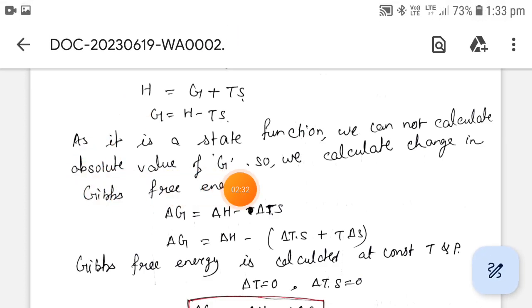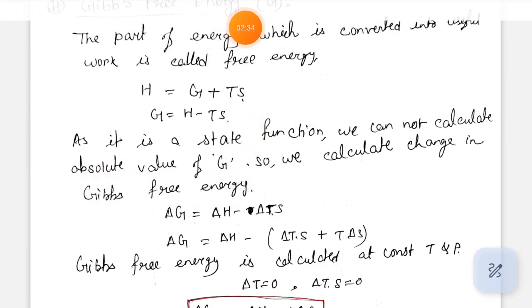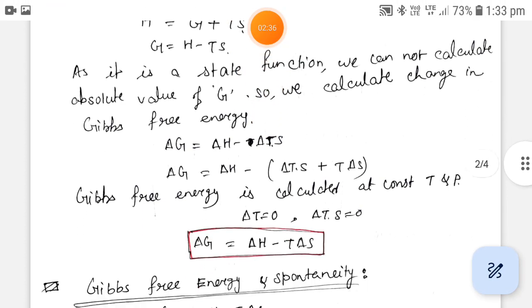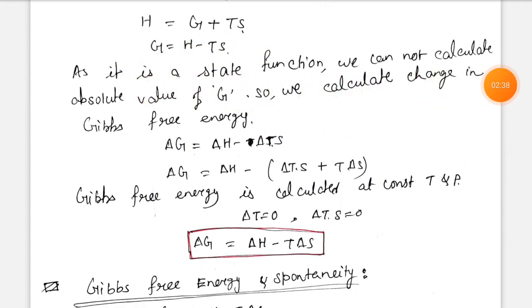As I told previously, as it is a state function, we cannot calculate the absolute value of G. So we calculate the change in Gibbs free energy. So delta G is equal to delta H minus delta TS. If we take the differential of this, then delta G is equal to delta H minus T delta S minus S delta T.